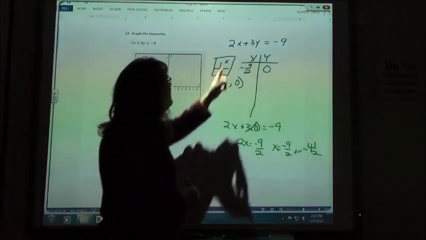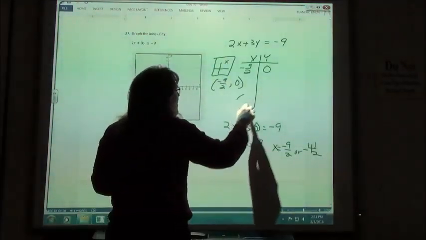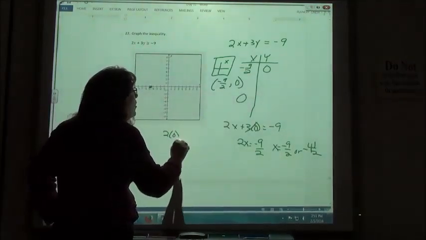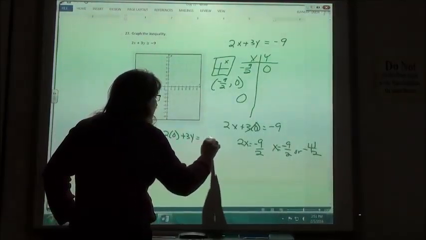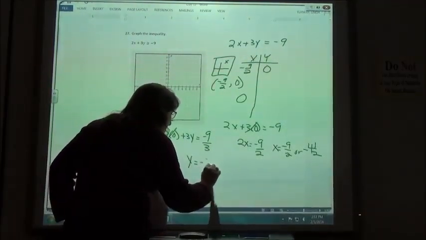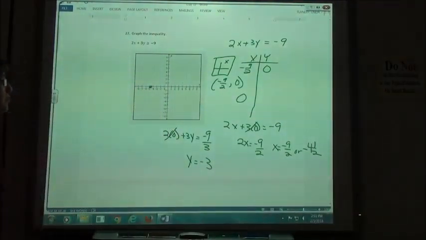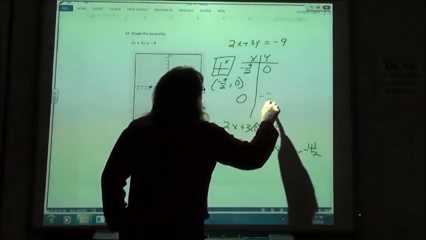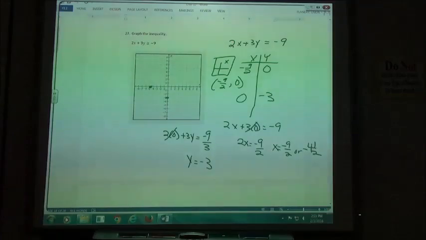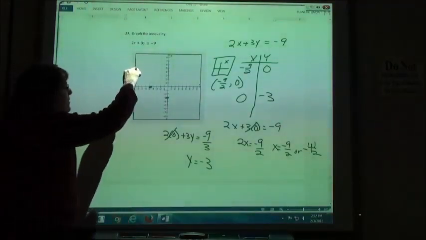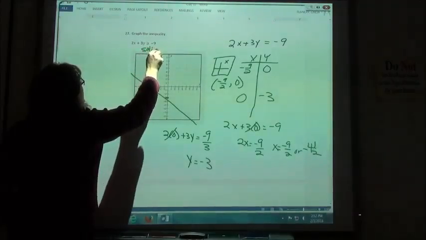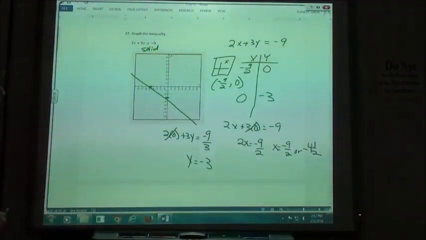Then I'm going to go ahead and find my y-intercept, so I'm going to put 0 in for x. So 2 times 0 plus 3y equals negative 9. This one's going to come out a little nicer. Negative 9 divided by 3 is negative 3. So my y-intercept is negative 3. Draw my line. Check. Should stay solid because I do have the equal to underneath.